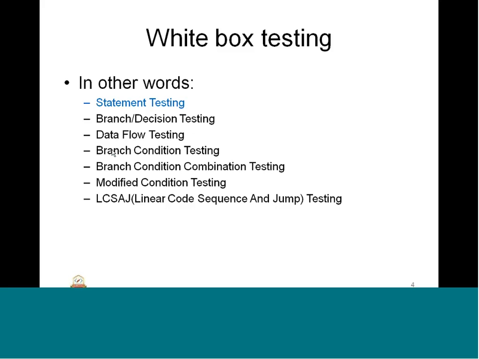The next one is branch condition testing. This is a test case design technique in which test cases are designed to execute branch condition outcomes. The next one is a test case design technique in which test cases are designed to execute combinations of branch condition outcomes. That means we have different combinations of the branches, which is done with the help of branch condition combination testing.